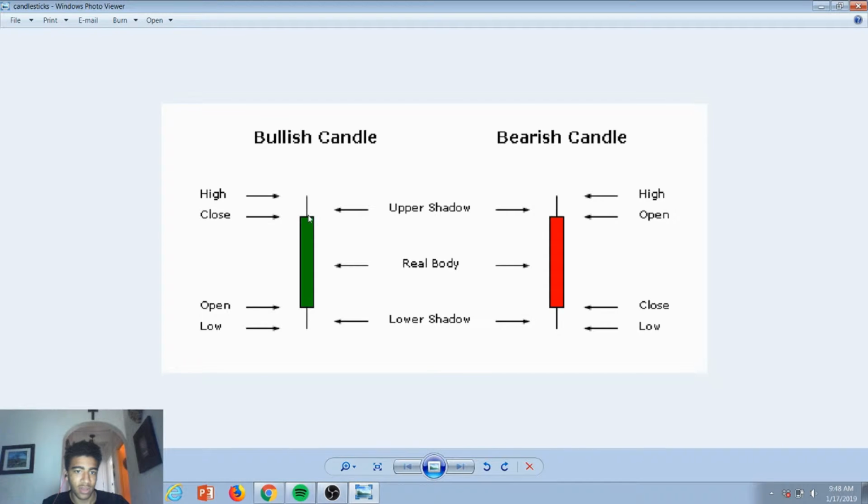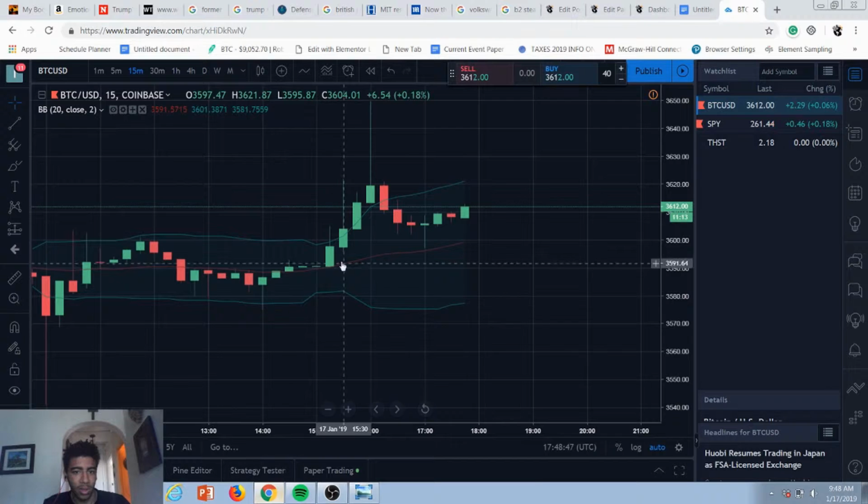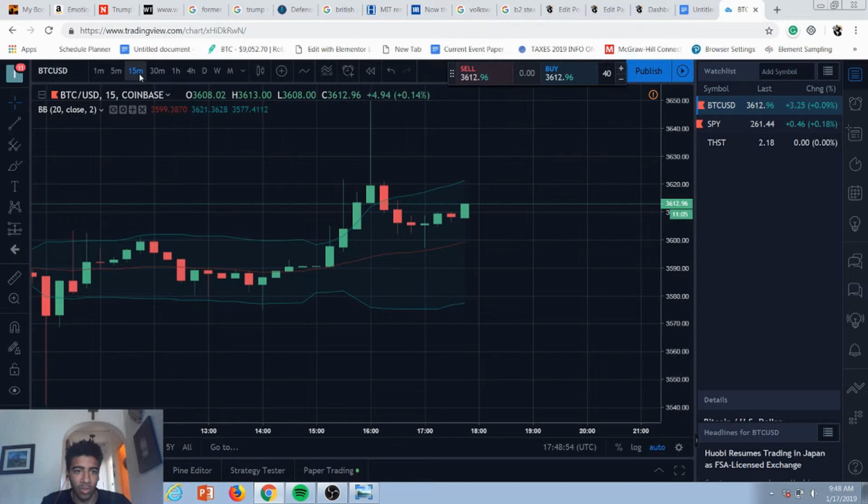Now the top of the rectangle on green candlesticks, that represents the closing price. Once the price moved up from the bottom of the rectangle, it closed higher than the open, indicated by the top of the rectangle. So again, what I mean by that, we're on the 15-minute chart. Take this candlestick for example. It opened up down here at 3,613, and the closing price for the candlestick on the 15-minute time frame was 3,619. So it moved up about $6 in 15 minutes.